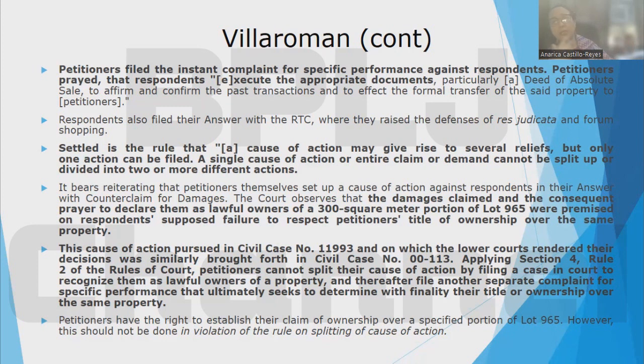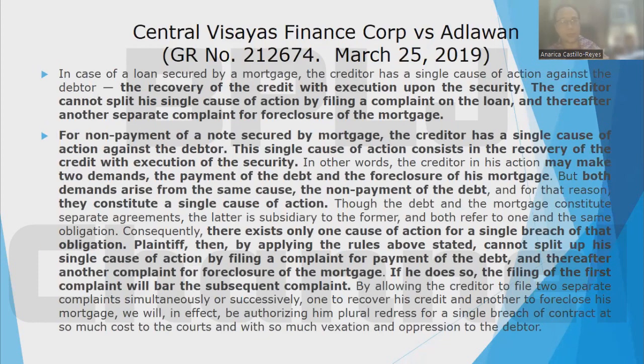When that issue of ownership has already been settled in the previous case of a petition to nullify the kasulatan ng bilihan. So, it was a clear case of splitting a single cause of action. Again, another case illustrating what is meant by splitting a single cause of action.